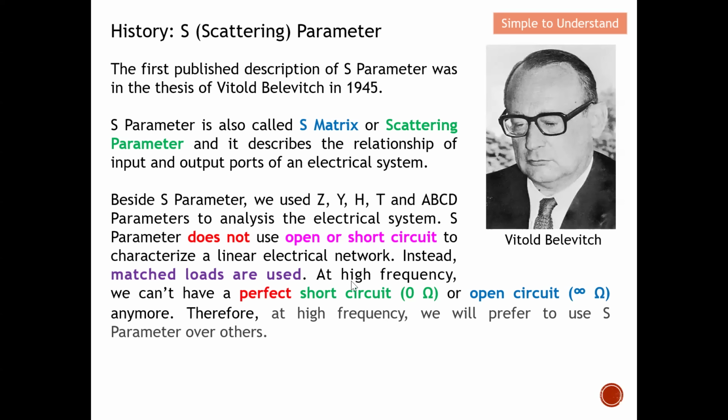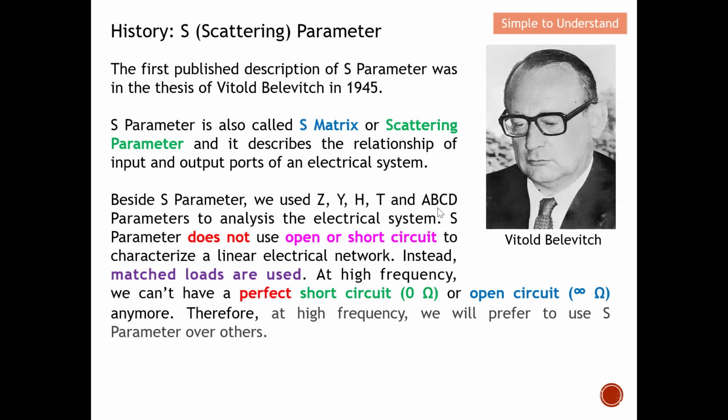Why? This is because at high frequency, we can't have a perfect short circuit. A wire, which is supposed to be a short circuit at low frequency, is no longer a short circuit at high frequency, which means it is no longer at 0 ohm. There will be a small amount of ohms, and this can have some effect on the circuit. Likewise, for an open circuit, there is no infinite ohm anymore. When the frequency reaches RF or microwave, the open circuit becomes irrelevant because there is no infinite ohm anymore. Therefore, at high frequency, we prefer to use S parameters over the many parameters that we have discussed.